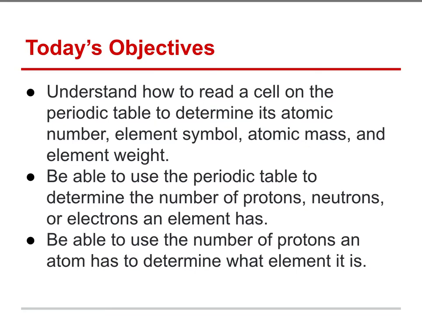So the first goal we have is to understand how to read a cell on the periodic table to determine its atomic number, its element symbol, its atomic mass, and its elemental weight. The second goal we have is to be able to use the periodic table to figure out how many protons, neutrons, or electrons an element has. And finally, our last goal is to be able to use the number of protons an atom has to figure out what element it is.